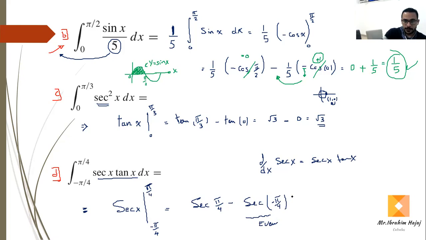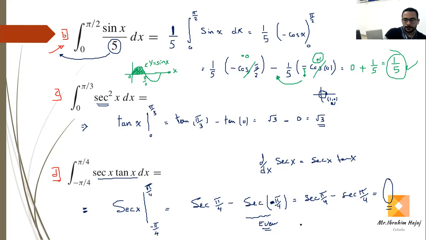Sec is an even function, like cosine. From the definition of even functions, you drop the negative because sec is even. So sec negative pi over 4 is the same as sec pi over 4. So sec pi over 4 minus sec pi over 4, which is 0.